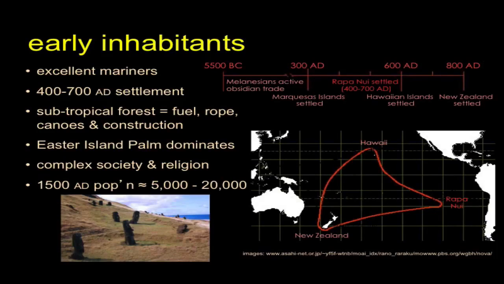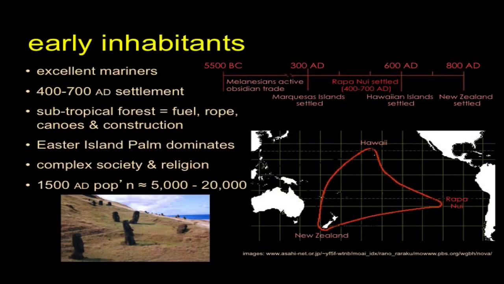And when the first humans got to this island, it was a different place. It was dominated by subtropical forests, and that forest provided the fodder for this society to get everything from fuel to rope, to make their canoes, to build homes, and all that kind of good stuff. The Easter Island palm was the dominant tree species. So it was a palm forest. And they appeared to have a pretty complex religion, pretty complex social network, and all that good stuff.